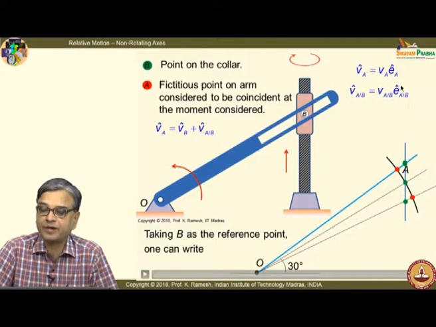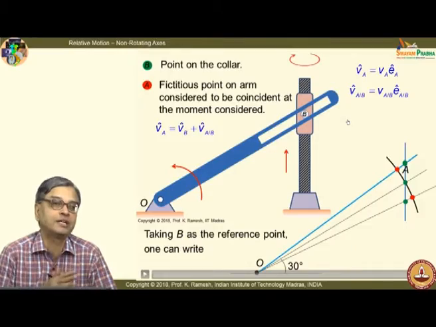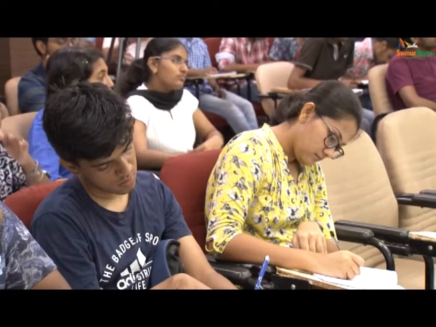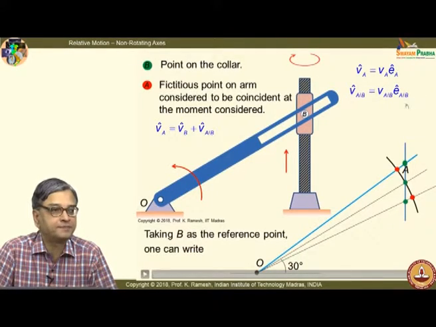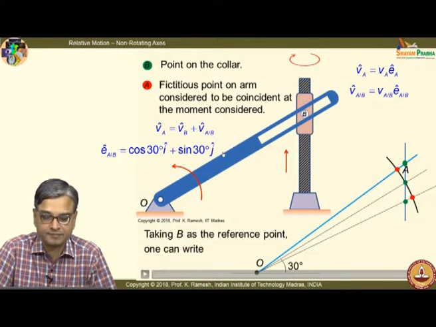Can you write the unit vectors for the EAB and EA? EAB is fairly straightforward, and for you to write EA, you have to visualize this motion. Without visualizing this motion, you would not be in a position to write EA properly. Can you find out EAB? That is nothing but the direction of the slot. Okay. So, that is nothing but cos 30 i plus sin 30 j. I have not shown the axis here, you can take the axis as horizontal and vertical here.